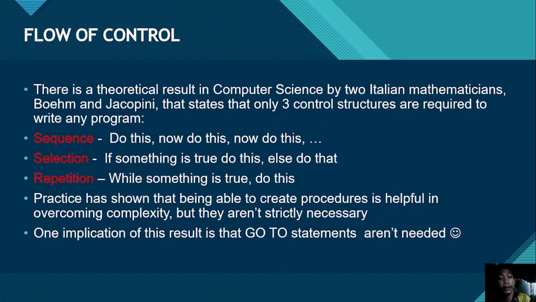So, the flow of control. There is a theoretical result in computer science by two Italian mathematicians, Böhm and Jacopini, that states that only three control structures are required to write any program. That is sequence: do this, now do this, now do this. Selection: if something is true, do this, else do that. Repetition: while something is true, do this. Practice has shown that being able to create procedures is helpful in overcoming complexity, but they aren't strictly necessary. One implication of this result is that go-to statements aren't needed.